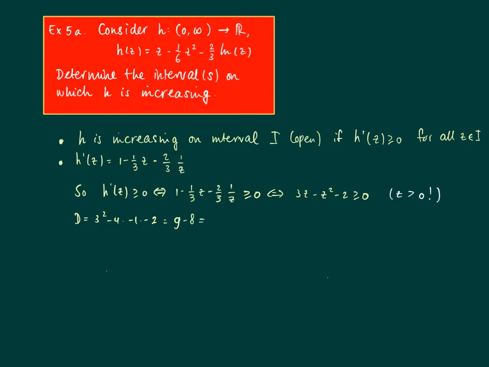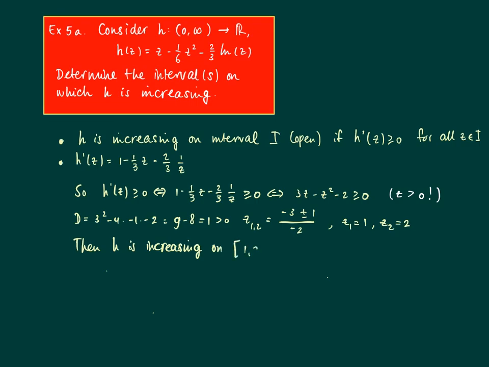So we have a quadratic term of which we can find the discriminant, which is 1, larger than 0, so we get two solutions, so two roots. So we get z1 is 1 and z2 is 2. So since we have a negative sign before the square term, we get that h is increasing on [1, 2].